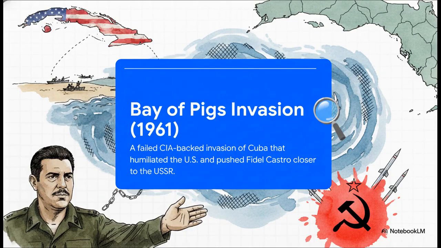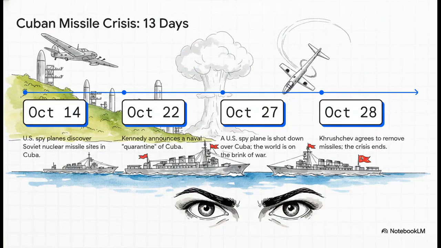At almost the exact same time, another crisis was brewing, this time just 90 miles from the coast of Florida. The CIA backed a group of Cuban exiles to invade Cuba and overthrow Fidel Castro. It was an absolute humiliating disaster. The Bay of Pigs invasion failed miserably, and even worse, it pushed Castro right into the arms of the Soviet Union. And that new alliance led directly to this, the single most dangerous moment in human history.